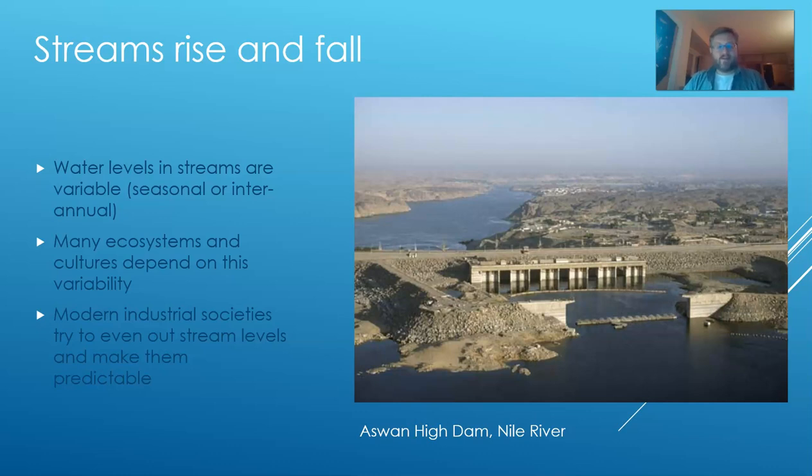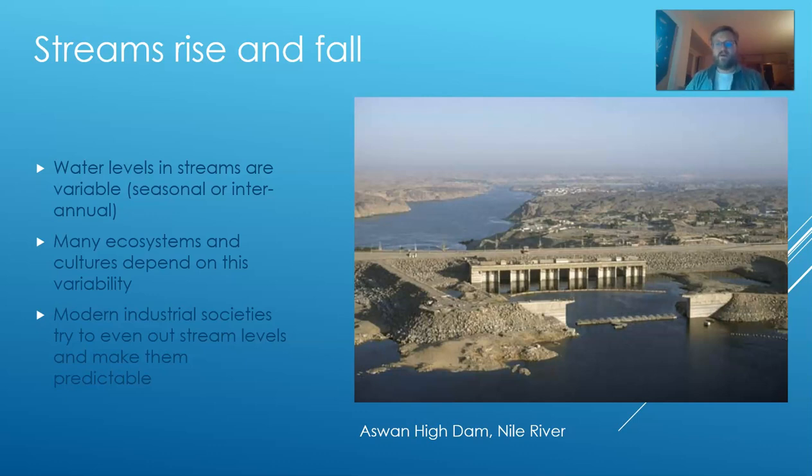But just as I was saying on the previous slide, modern industrial societies would prefer to even out stream levels so that streams flow at roughly the same level all the time, so that the amount of water in that stream is very predictable. And as an illustration of this process, I've got a picture there of the Aswan High Dam on the Nile River. So this is upstream in Egypt.